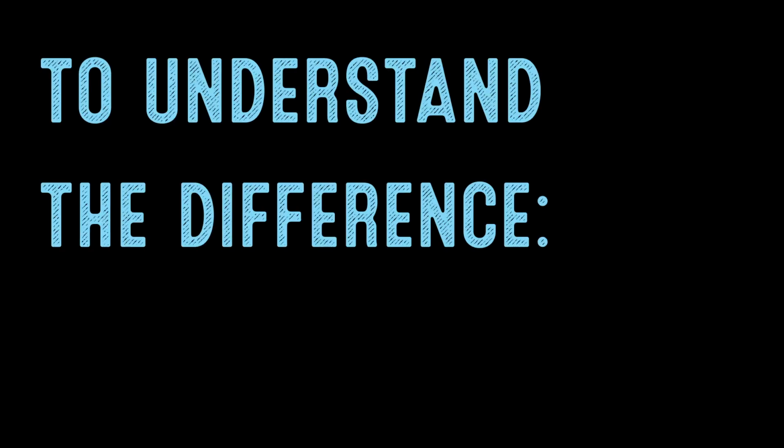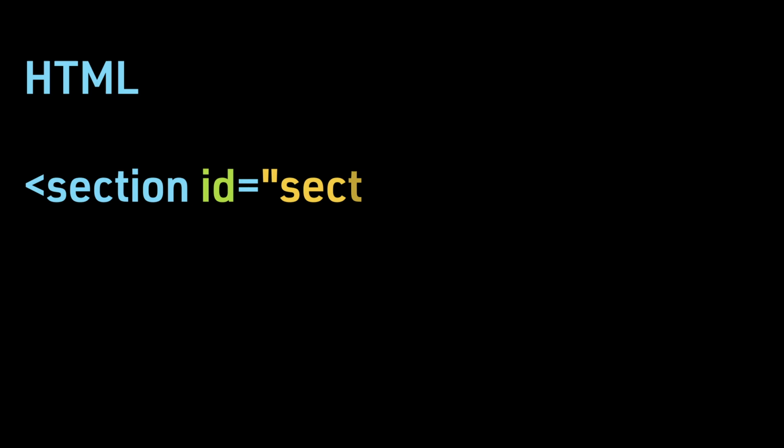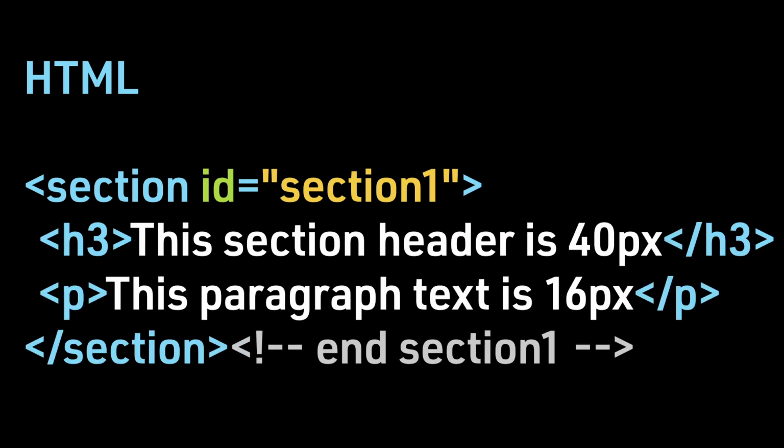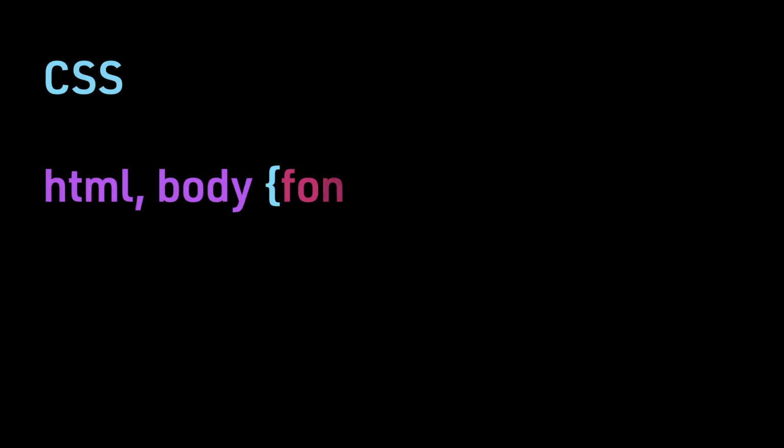To understand the difference, here we have HTML code. We have a section with an ID of section 1, and within that section, we have an H3 heading element that says this section header is 40 pixels, and a P element that says this paragraph text is 16 pixels. Now, on the next slide, we have CSS.